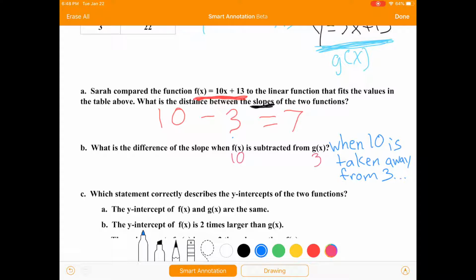So what we're going to do is first have 3, and we're going to take away 10 from it, or minus 10. Here we get negative 7. So there's your answer there. There's your answer for A.